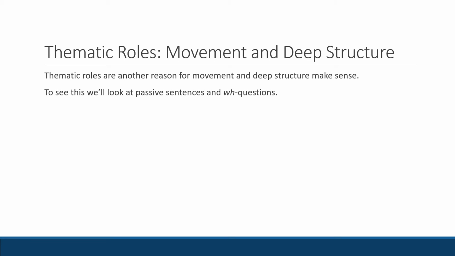So thematic roles have a lot to do with movement, and they're assigned, again, in deep structure. They're another reason for movement and for deep structure to make sense, actually, more than just question making. But we'll see how this works when we look at the passive sentences and the WH questions. So who, what, when, where.